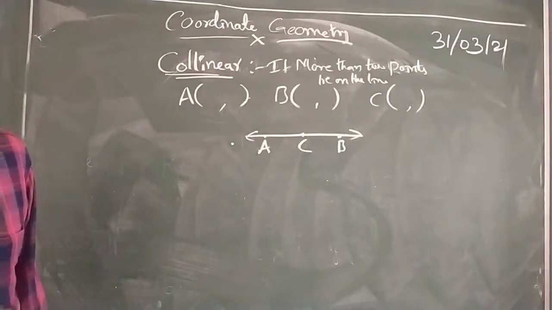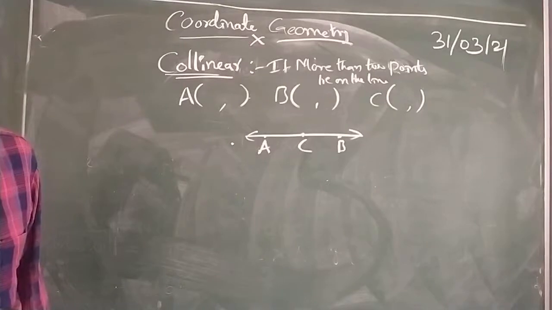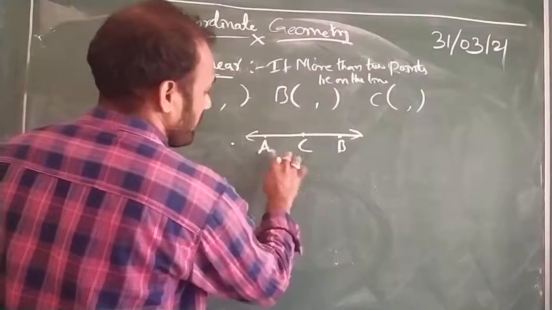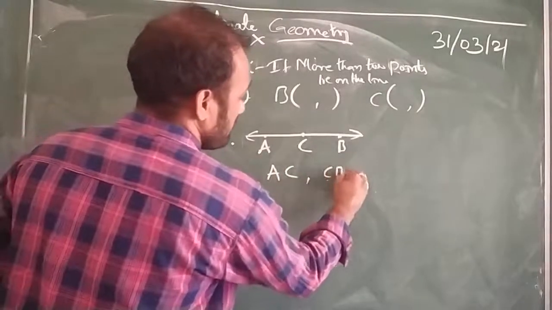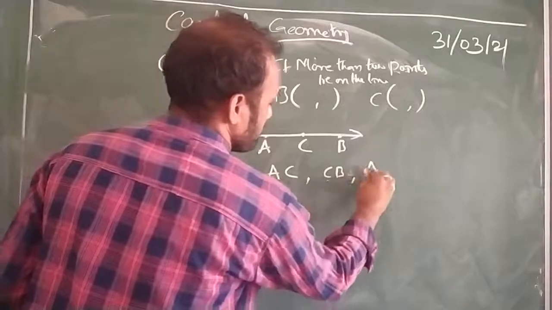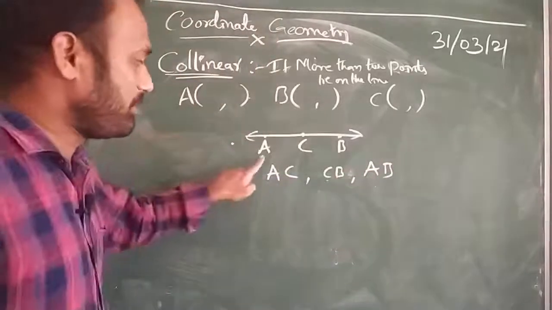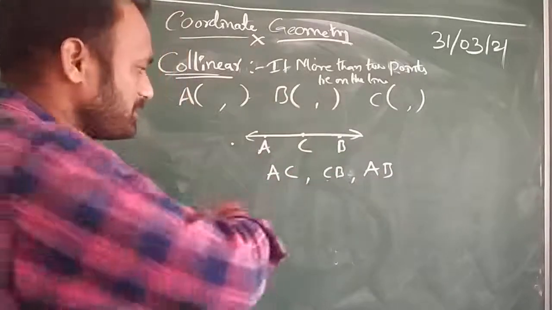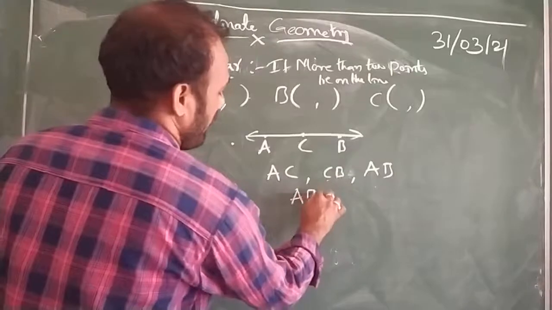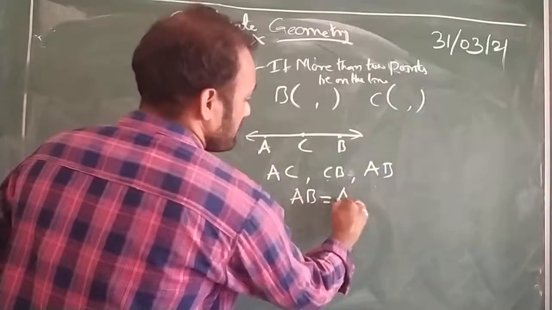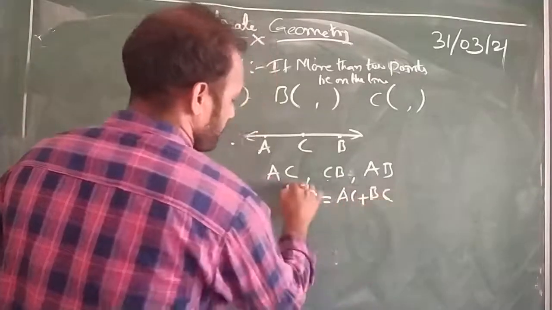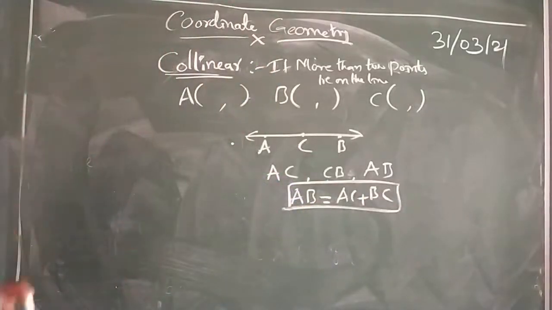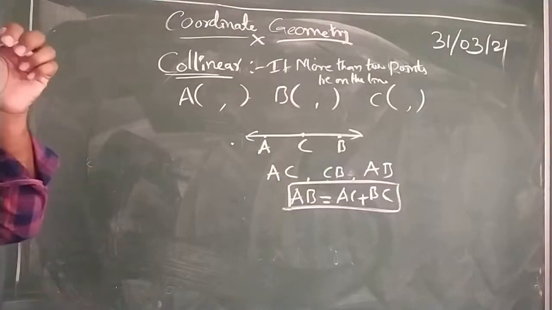So to prove this, we have to find out the distance between AC as well as CB as well as AB. After finding these 3 distances, we have to get AB as AC plus BC. If this is satisfied, then we can say that the given points are collinear points. So this is about the concept of collinear.